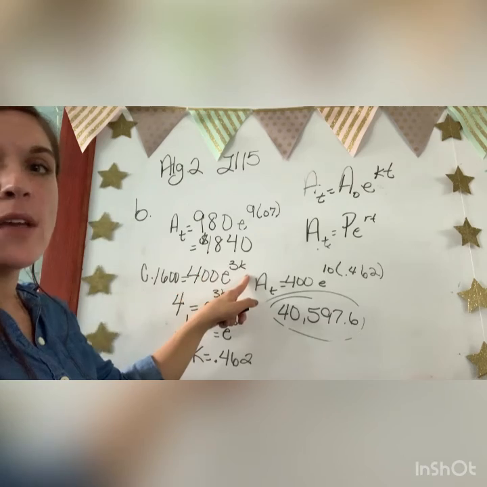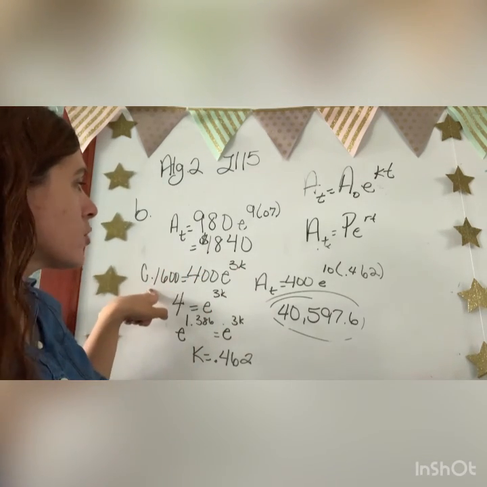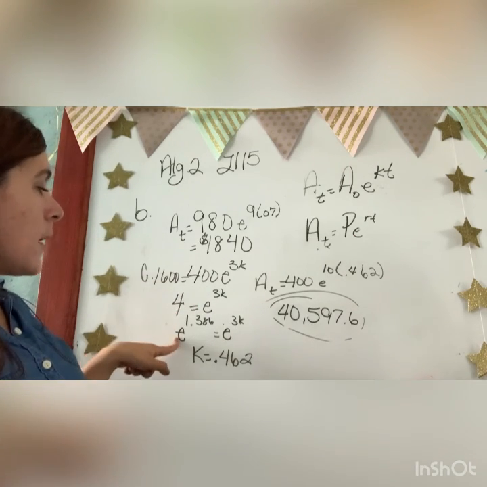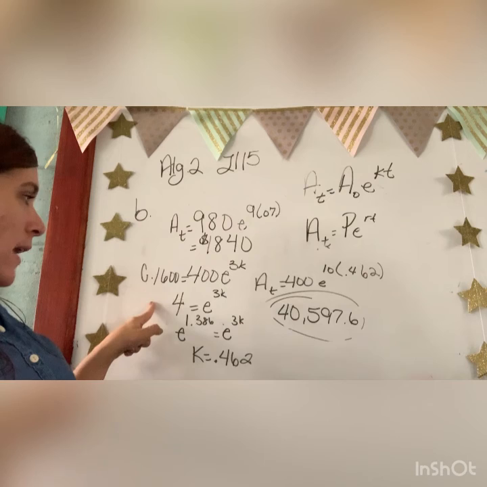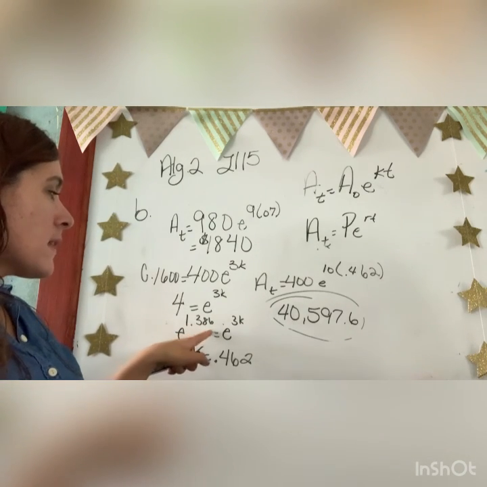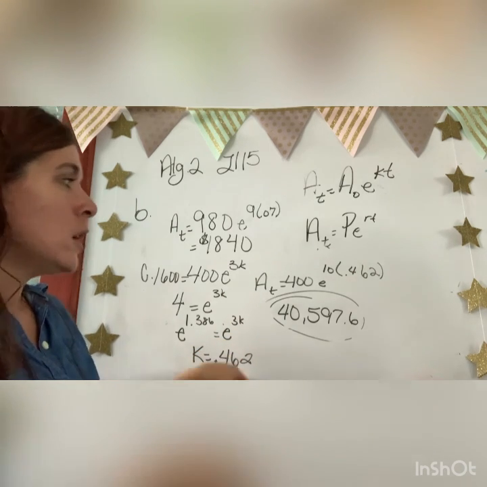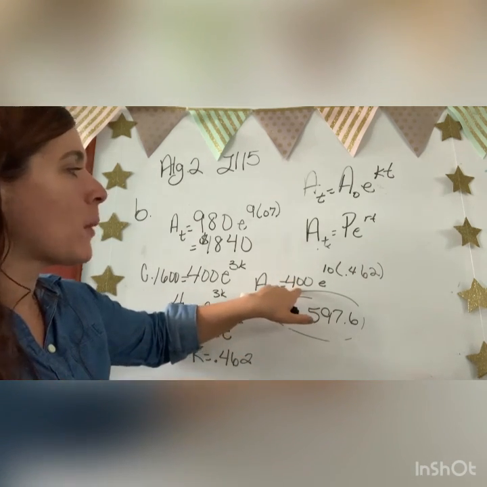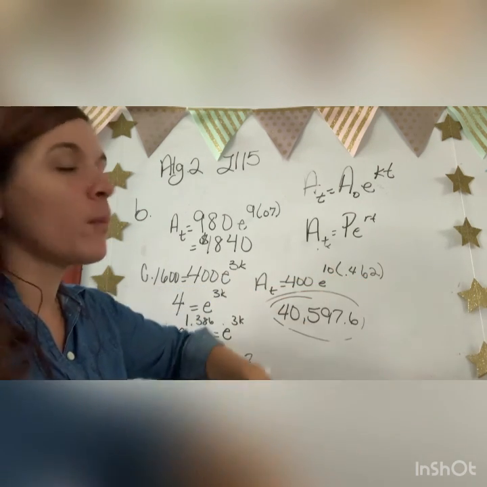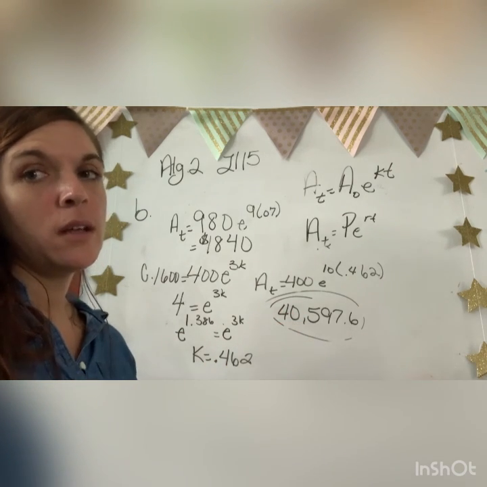Here, we had to solve for K first, right? We started out with 400. In 3 years, it got to 1,600. So we're going to divide by the 400 and get 4. Write 4 as a base of E, which means it's natural log 4. We get 1.386. 1.386 divided by 3 to solve for K. K is 0.462. So we come over here, 400 original, but now we want to know after 10 years what happens. E to the 10 times 0.462, and we get 40,597 rabbits. Okay, there you go.